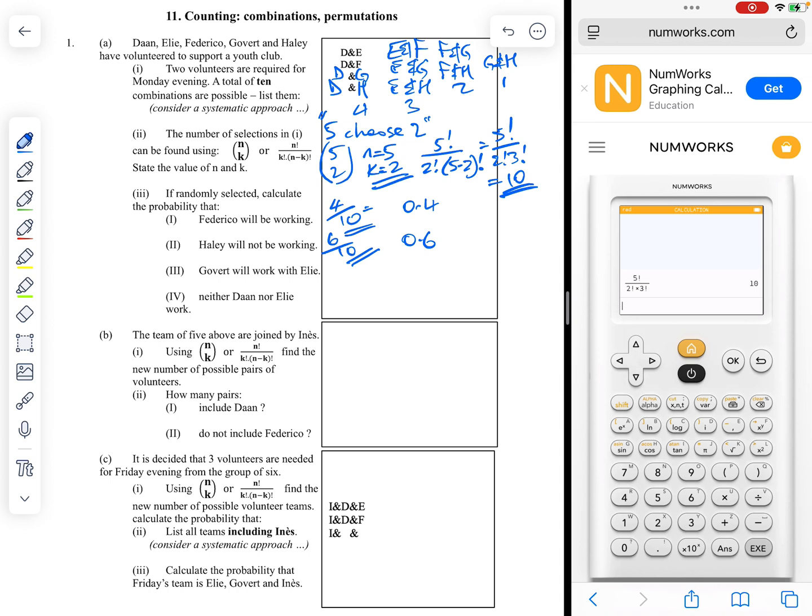What about Govert will work with Ellie? Well, Govert and Ellie, that's just that once, that's that one pair. So it will be just 1 out of 10, 0.1. Neither Dan nor Ellie work. So how many times do neither of those 2 work? Well, Dan is in all of those, Ellie is in all of those. These are the only 3 where neither of them work, so the answer is 3 out of 10, 0.3.